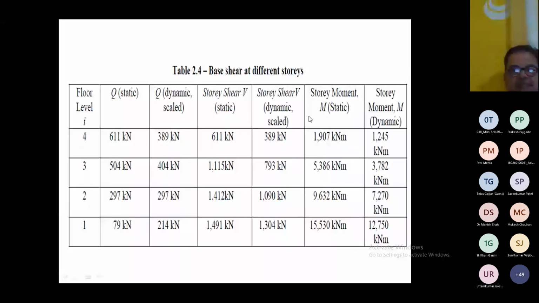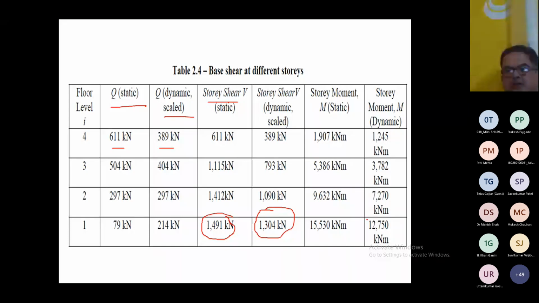Look at this. This is the final summary. This is the static, and this is the dynamic, the scaled one, right? Now look at this. This is 611. Here you get 389, 504, 404, 297, 297, 79, 214, right? Now, if you talk about the storey shear here, then look at this value. The storey shear here is 1491 in static, and in dynamic you get 1304, right?